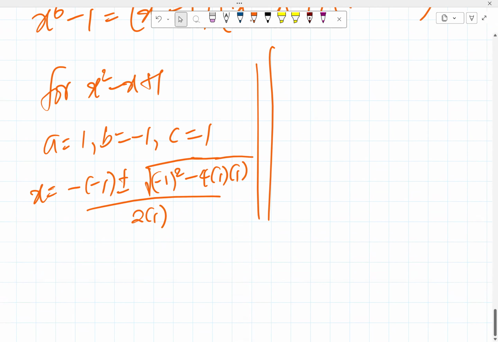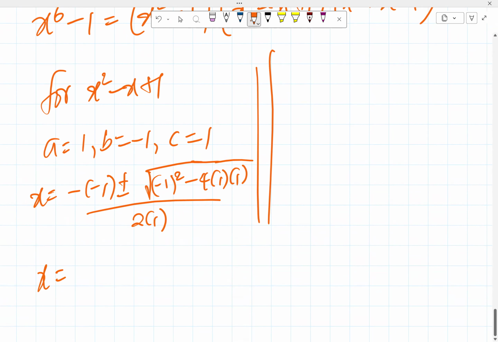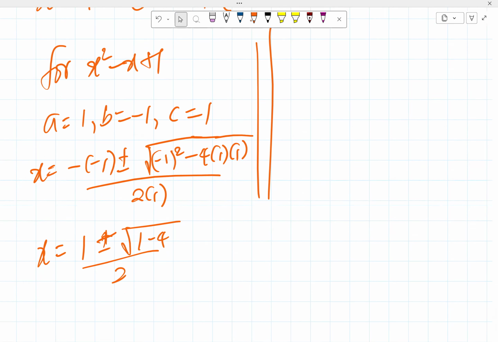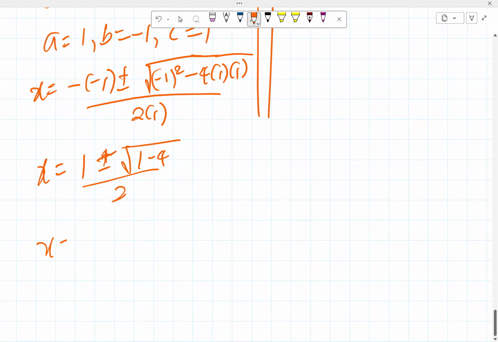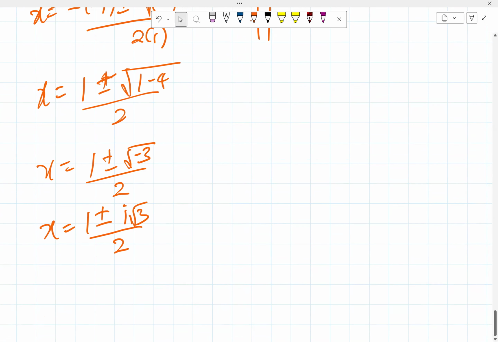So on that side, we have x is equal to 1 plus or minus root of 1 minus 4, all over 2. Yeah, 1 minus 4 over 2 right there. So we have x is equal to 1 plus or minus root minus 3 over 2. So x is equal to 1 plus or minus i root 3 all over 2. So if we can split it up, this is a half plus or minus i root 3 over 2. So we have these two roots here.